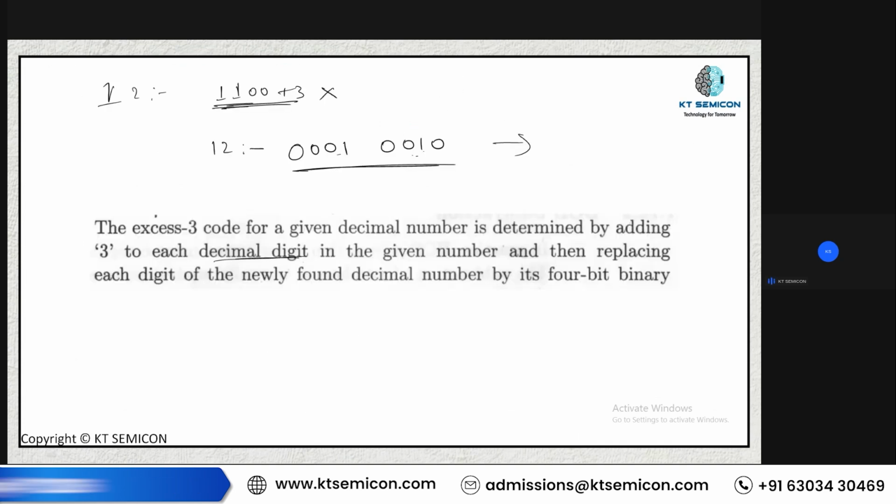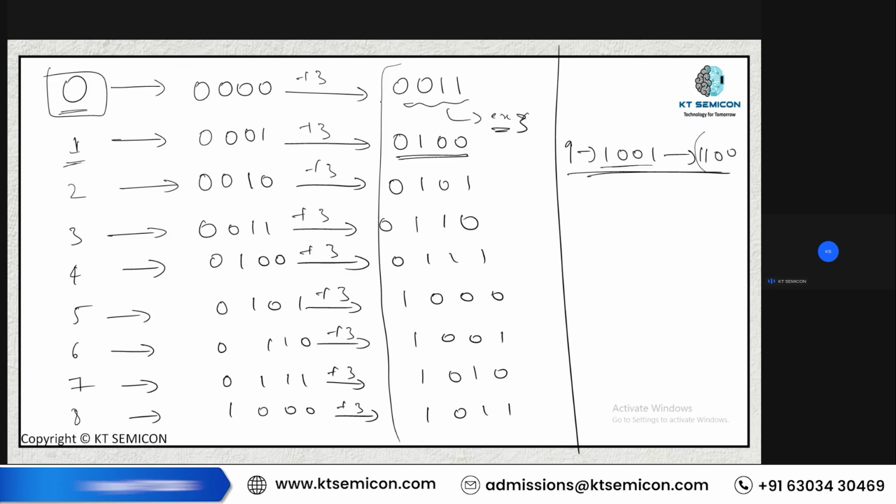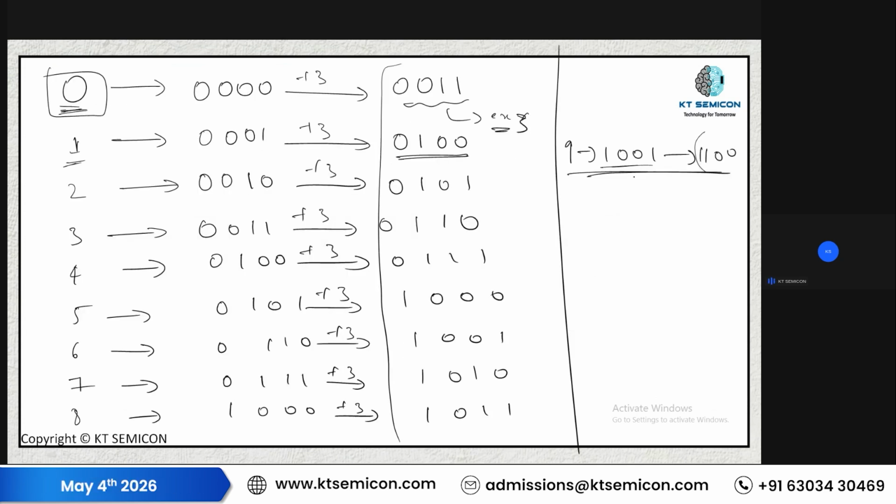Now, this Excess-3 code is also known as self-complementing code. Why do you call this Excess-3 code a self-complementing code? If we look here, let's say I want to perform 9's complement of 0, then that is nothing but 9. So you can see over here, 9 in Excess-3 code representation is nothing but 1100.